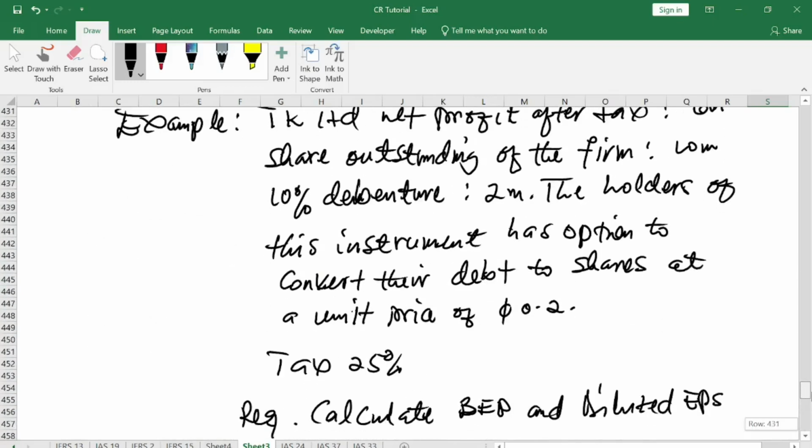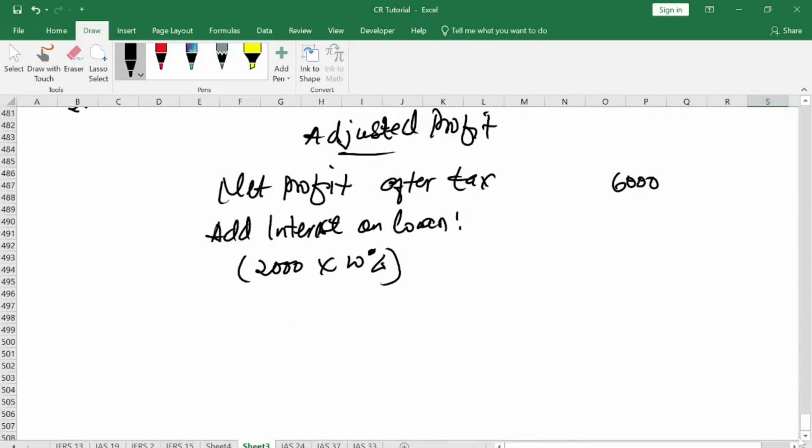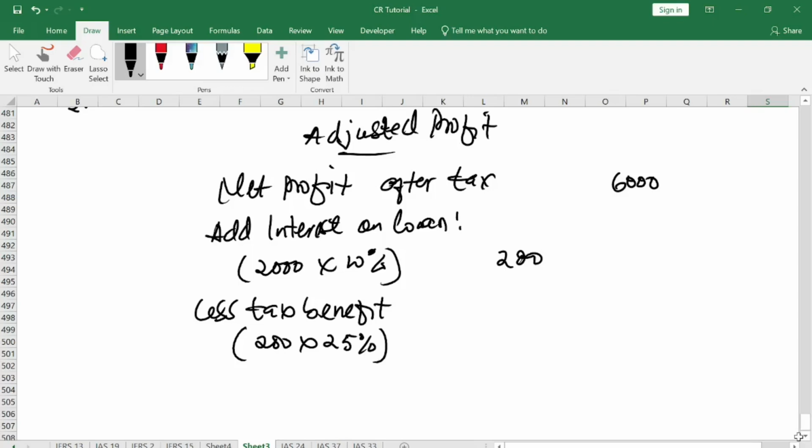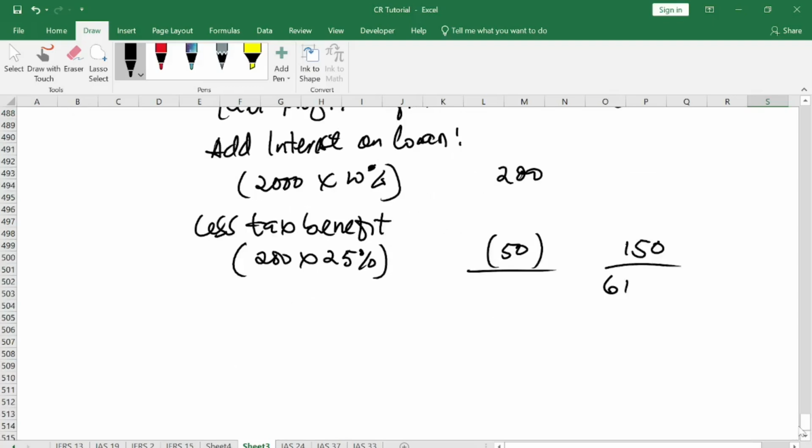At the interest of 10%. So this gives me 200. Then I less the tax benefit, where you have 200 multiplied by tax, which is 25% times 200. That gives me 50. So less 50 gives you 150 here. So I just have 150. This will come out as my adjusted profit.